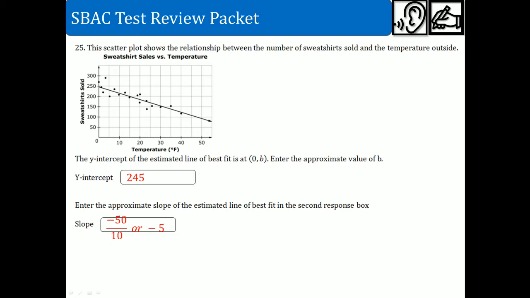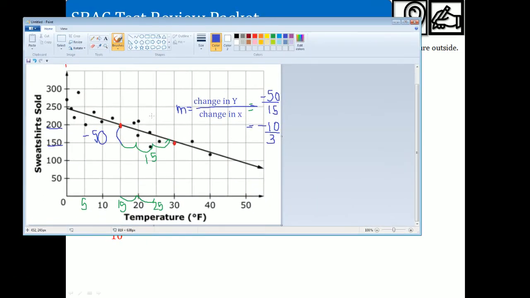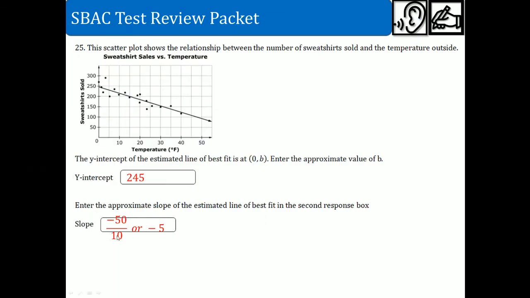Alright, so just be very careful. Just make sure it's in the ballpark. Normally, to get the right answer, you would actually have to use Excel for this. But make sure that your slope is in the ballpark. Make sure you go from point to point. So the slope here you could write as negative 50 over 15, or you could write negative 50 over 10. Those are both acceptable answers.